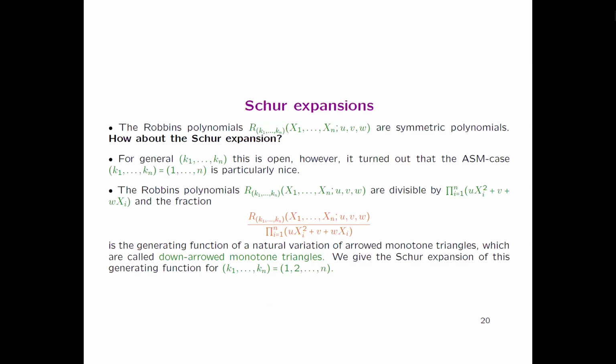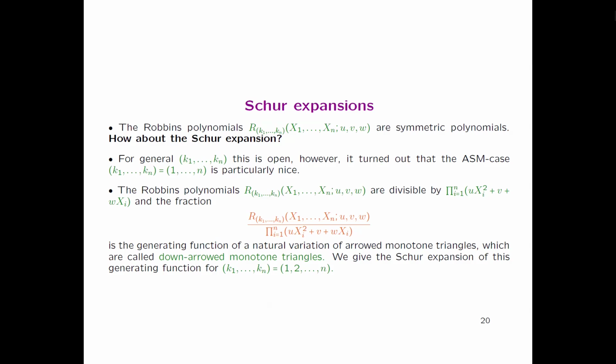Okay, so now I've introduced the symmetric functions generalizations of the operator formula. And now since we have symmetric functions, we can look at some Schur expansion. So that's our next goal. In general, that's open. So if you just consider any sequence Ki, we don't have that, but we have that for very specific cases. We have that together with Flo again. We have this for the ASM case, which means that the Ki's are just the integers from 1 to n.